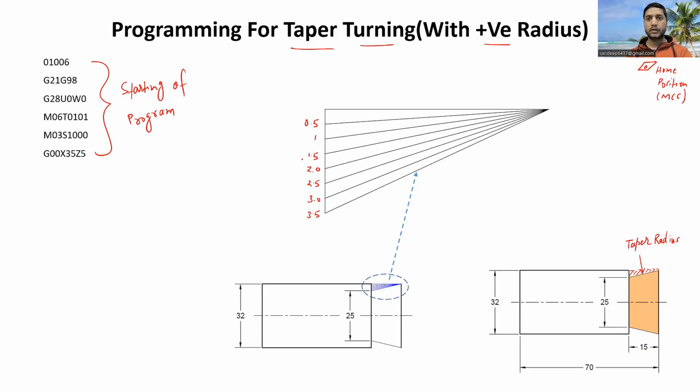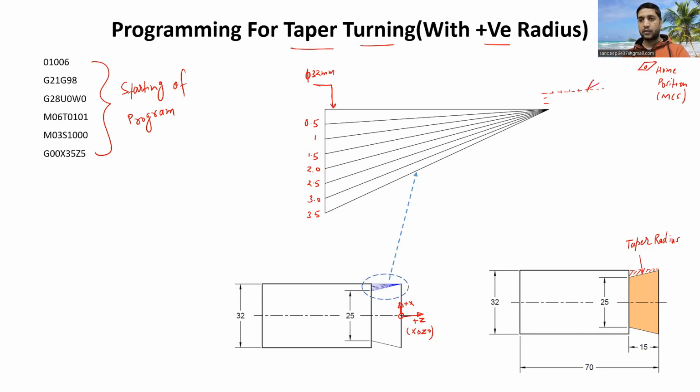G00 X35 Z5. Let me locate this location for you. So this will be our diameter value as 32 mm. And we know if this is 32, it will be 33, 34, and this will be 35. And let me extend this line, the 35 line, and Z5. We also know that at the center of this particular workpiece, we have a workpiece coordinate system where X and Z values are 0. So Z5 will be away from this by 1, 2, 3, 4, and 5.